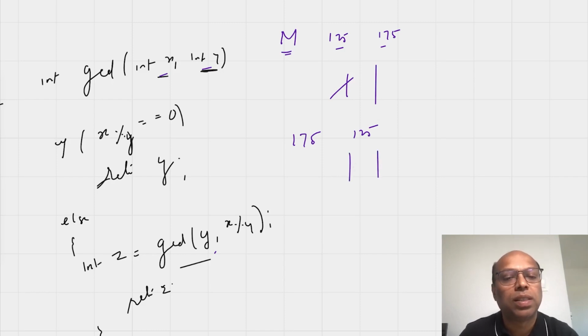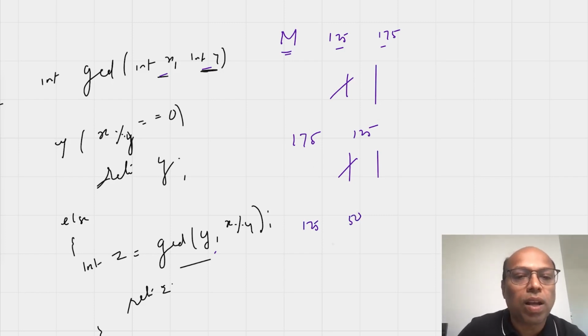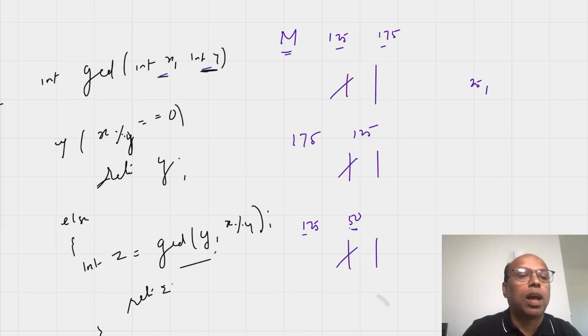First statement: GCD of y, which is 125, and x mod y, which is 50. I call again. When I call again, x is 125 and y is 50. 125 modulus 50 is how much? 25. 25 is not 0. Therefore, I need to execute two statements. First statement: I call the function for 50 and 25.